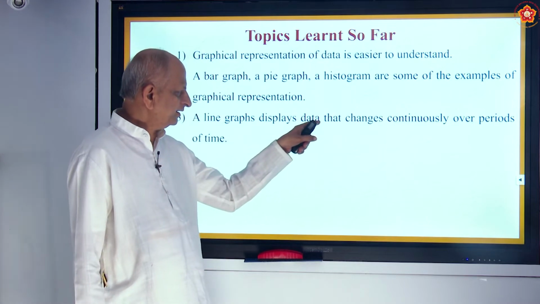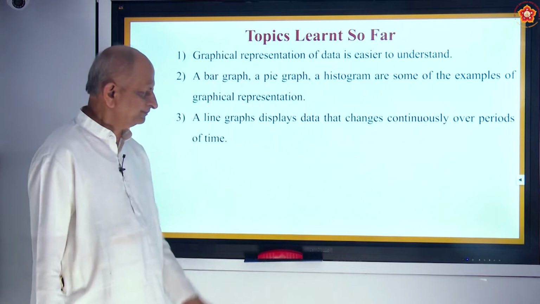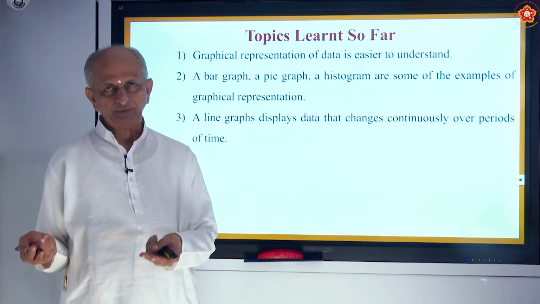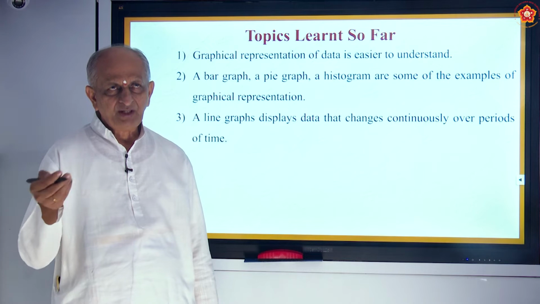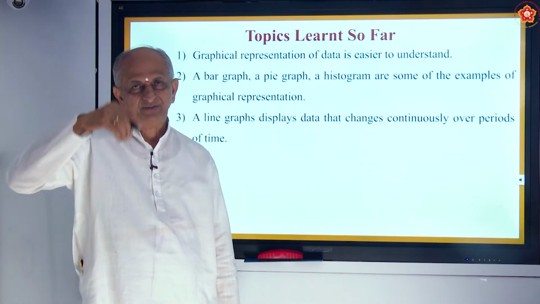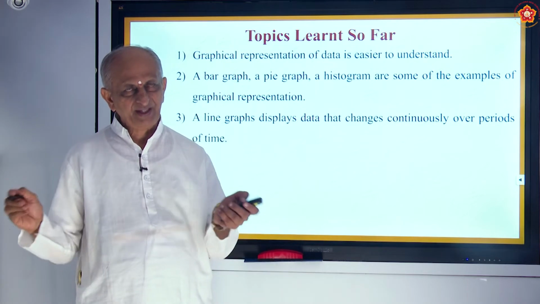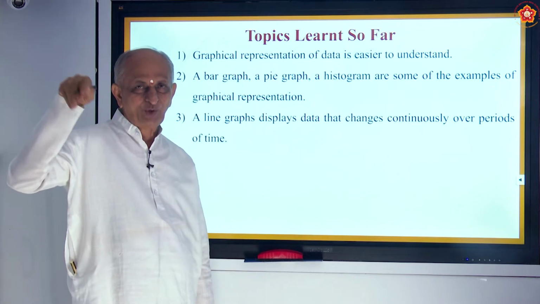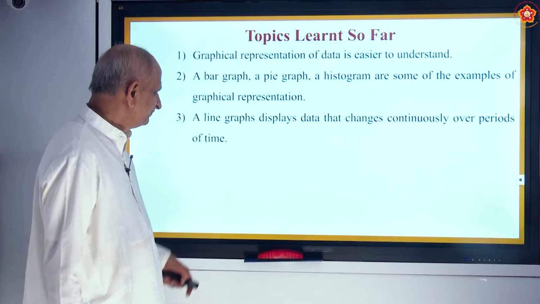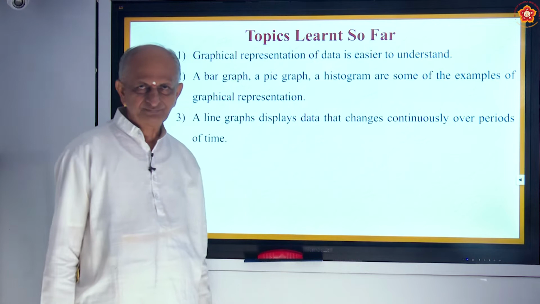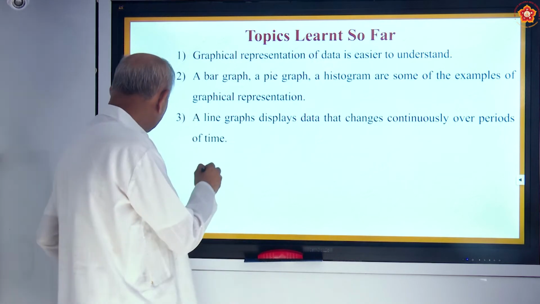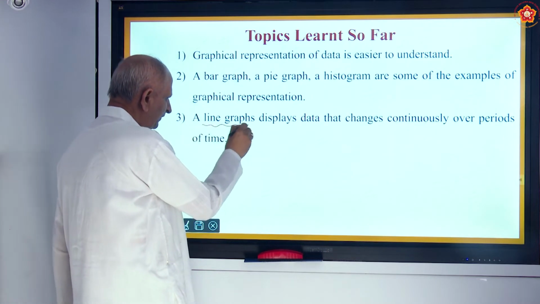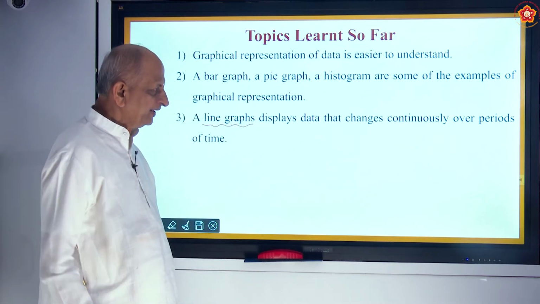It displays data that changes continuously over periods of time, just like time and temperature. Suppose a patient is admitted to a hospital, once in 1 hour they will check the temperature, how the temperature varies. Similarly, the weather in a day, or election results, or cricket scores. All the variations that change continuously can be seen in the form of what is called a line graph. Here, line graph means the graph is drawn in the form of lines.